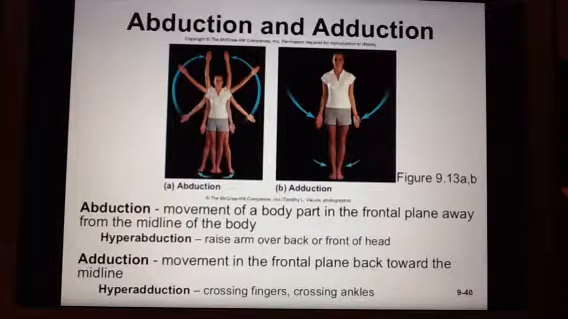Okay, your next pair of movements are abduction and adduction. Abduction is the movement in the frontal plane away from the midline of the body, and then adduction is in the frontal plane back toward the midline. And then that gives you hyperabduction, which would be if you raise the arm over, back, or in front of your head. And then hyperadduction would be crossing your fingers or crossing your ankles.